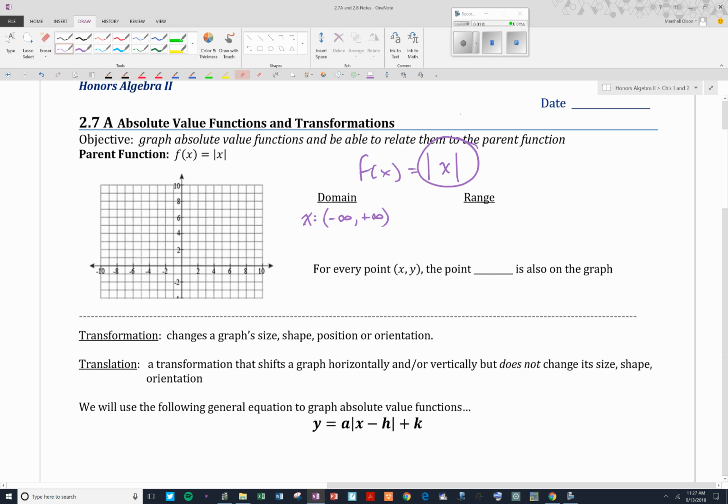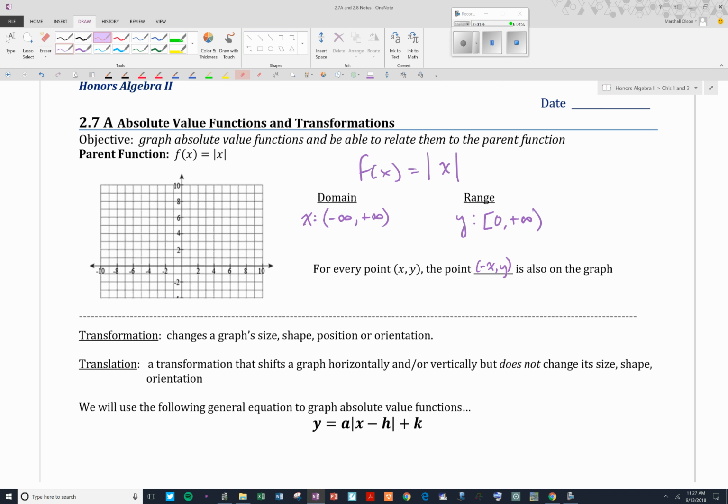But because of the absolute value, we are only going to be getting positive numbers and 0 out of the function. So the y values will be anything from 0 to positive infinity, by the definition of an absolute value function. This is 0 and all positive numbers, also known as non-negative numbers. For every point (x, y), the point (negative x, y) is also on the graph, because if you put an x value and its opposite into this function, you get the same y value back. If you put both 3 and negative 3 into this function, you get 3 back.